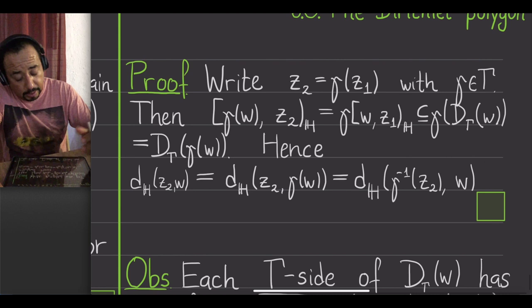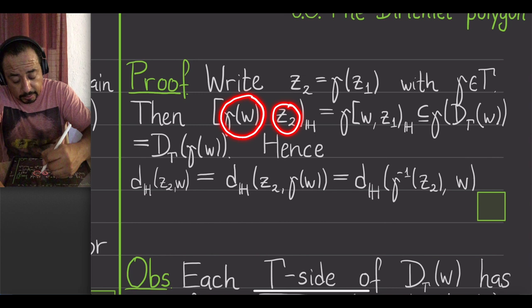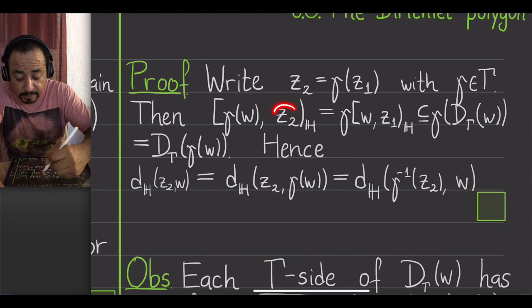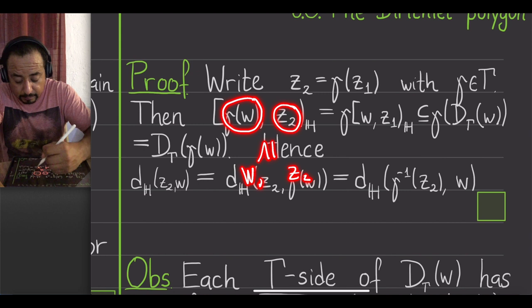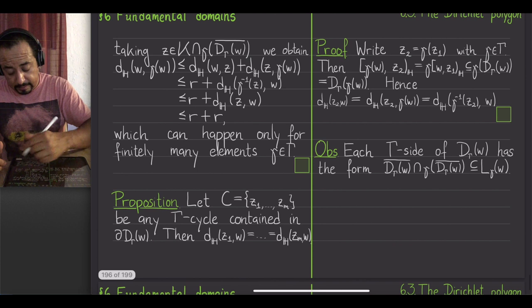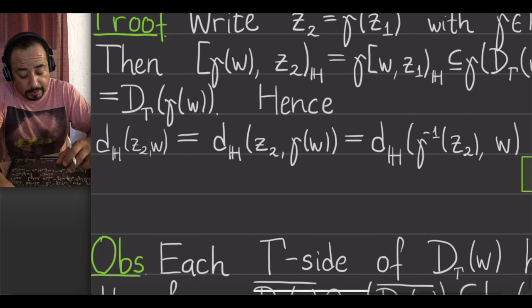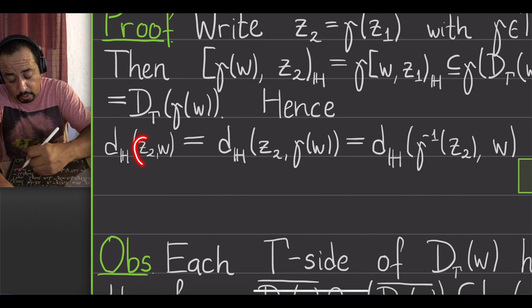So what this means is that the distance from Z2 to gamma of W is less than or equal to the distance from Z2 to any other point in the gamma orbit of this point. So in particular, the distance from Z2 to gamma of W is less than or equal to the distance from Z2 to W, which is of course in the orbit of this point. That on the one hand. On the other hand, since Z2 is in the topological closure of the Dirichlet polygon, we also have the reverse inequality. So we actually have equality. In other words, Z2 is equidistant from W and gamma of W.